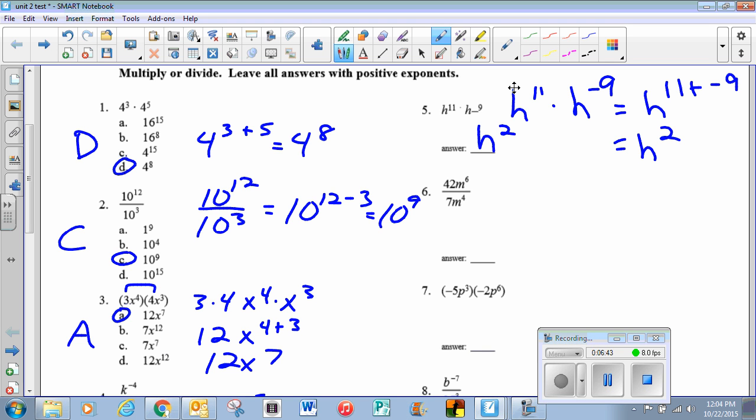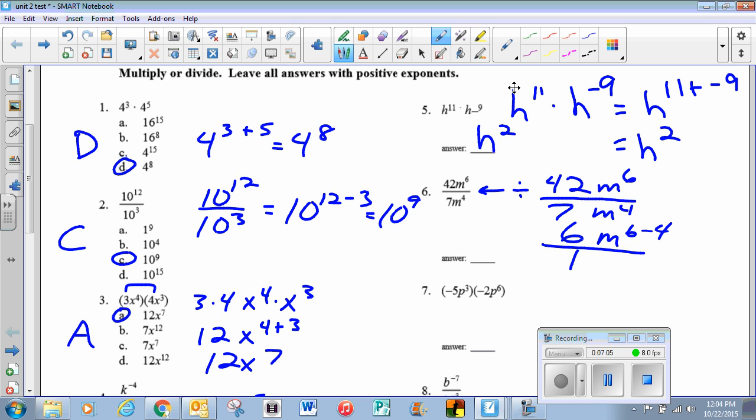Okay. Number 6. What are we doing? What does a fraction bar mean? It means divide. So 42 divided by 7. And then we have m to the 6 over m to the 4. So when I divide the numbers, I just divide it like I always have. That's 42 over 7 reduced to 6 over 1. And then I have m to the 6 minus 4, because when I divide things with the same base, I subtract exponents, which equals 6m squared. Okay, write that in ink if you missed it.